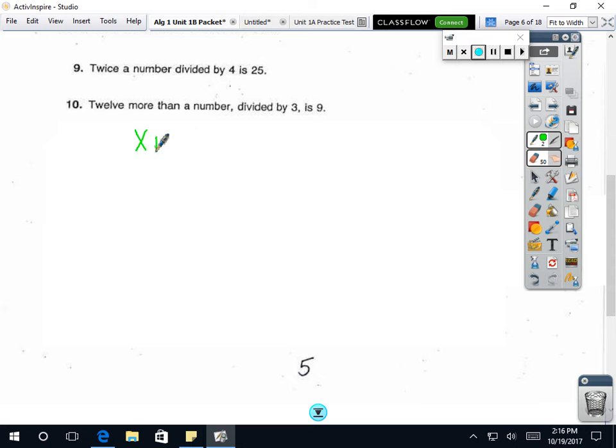X plus 12. Because it is only because it's addition, but for subtraction, you have to do it in the right order. 12 more than a number, the 12 comes after the number because it's more than the number. Okay? And then divided by 3 equals 9. No, the whole thing's divided by 3, not just the 12.